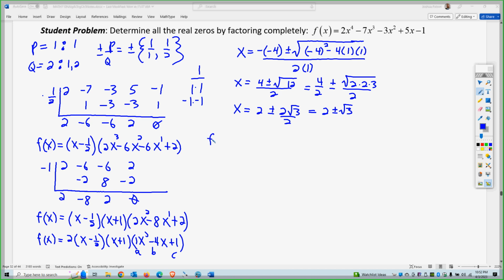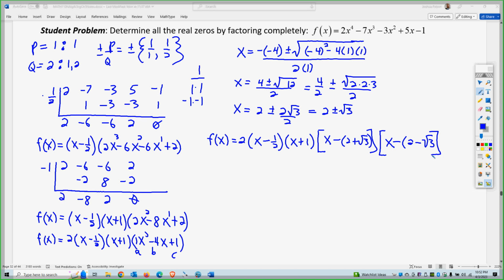Okay, so f of x equals 2, I have to write the 2 first, x minus 1/2, x plus 1, and then x minus 2 plus root 3, and x minus 2 minus root 3. Okay, so those are my factors. So my zeros: x equals 1/2, negative 1, 2 plus root 3, and 2 minus root 3.